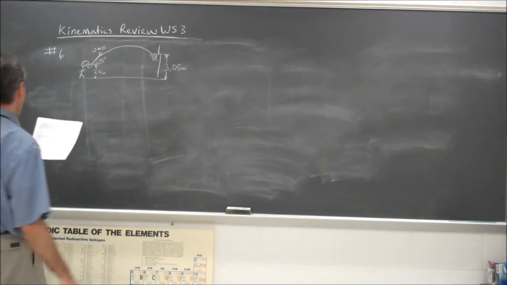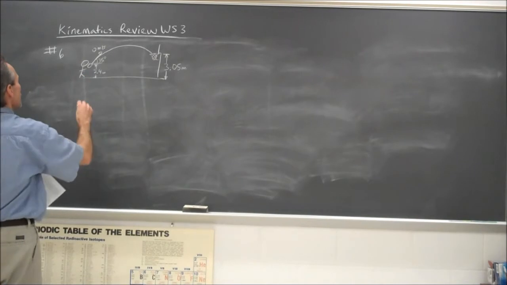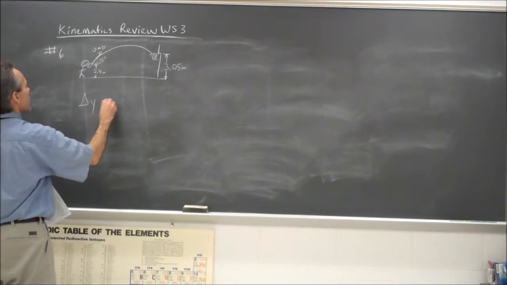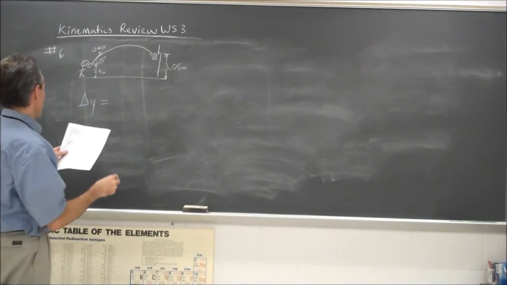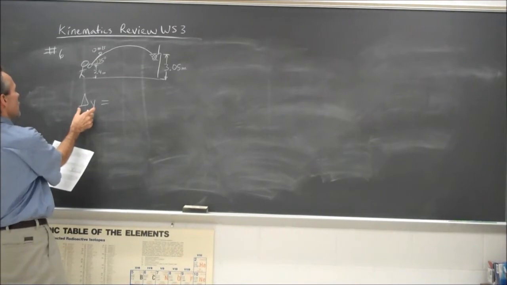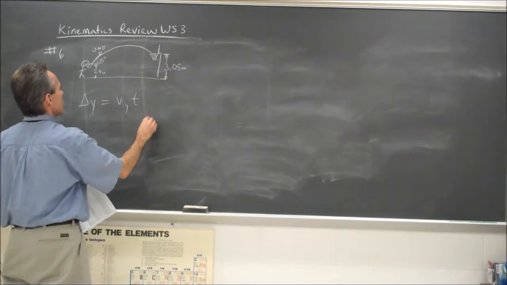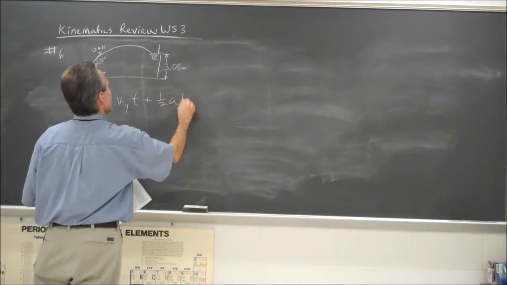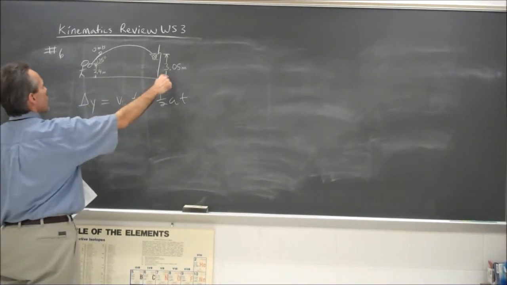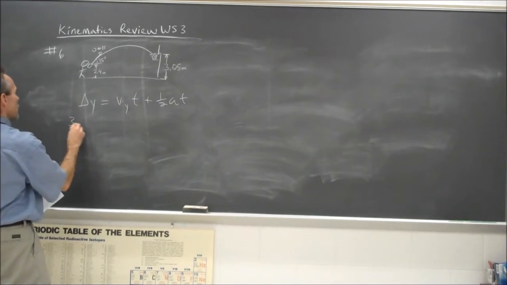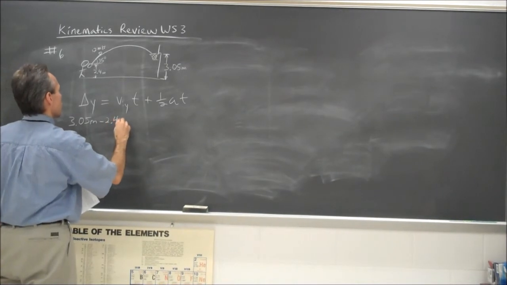So for this one, what we can do is look at the vertical motion alone. I'm going to call it delta y, and I'm looking at the vertical motion of the ball from when it goes from here up to here. There's going to be this change in y, and that's equal to the initial velocity in the y direction times time plus 1/2 a t squared. This change in y is really going to be 3.05 meters minus 2.4 meters.